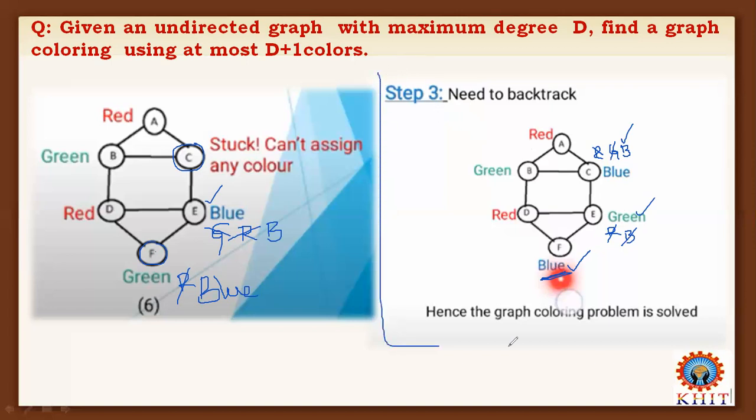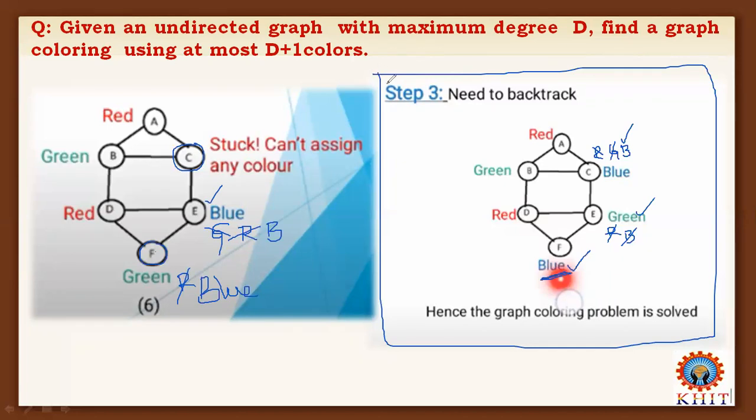This is the final result. You got the solution. In the given graph, how many vertices are there? A, B, C, D, E, F. These vertices you can color with a minimum number of colors, namely red, green, and blue. RGB colors, we can say these are standard RGB colors.